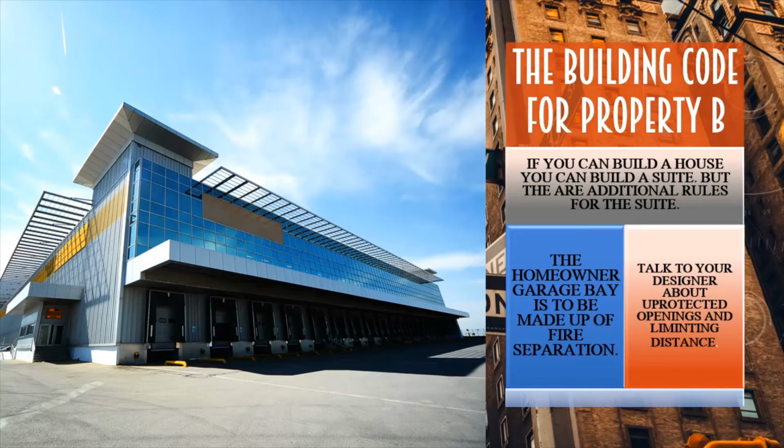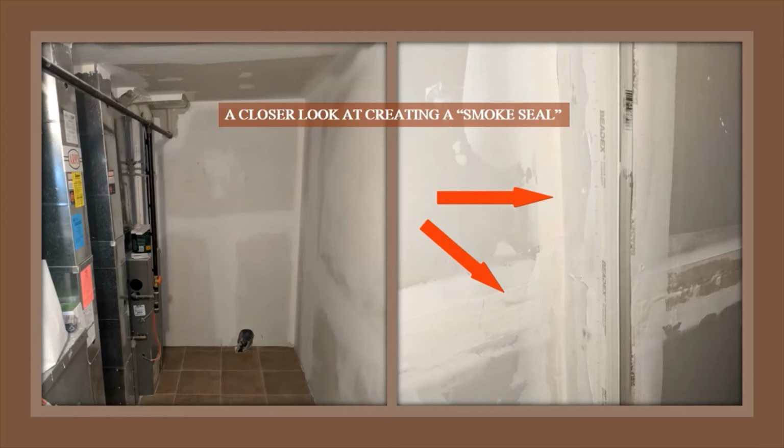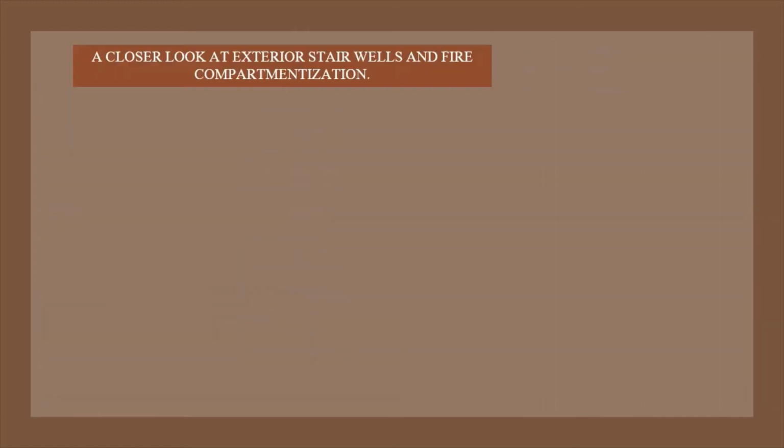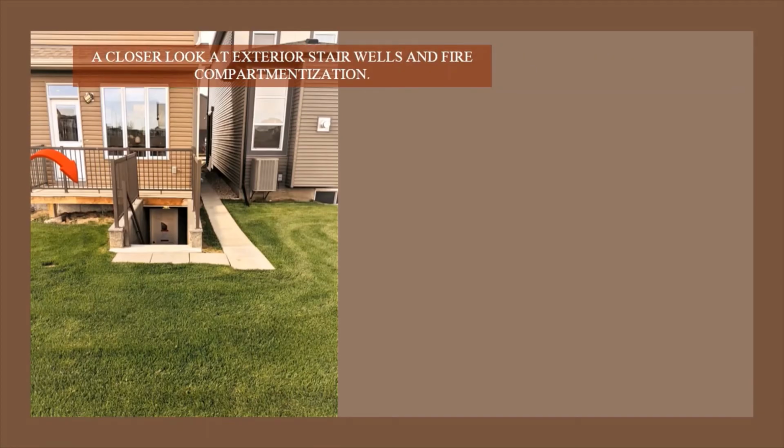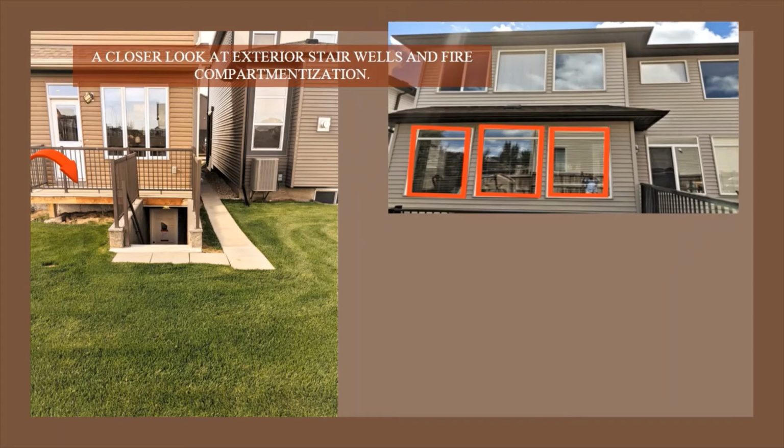With that in mind, you'll also have to think about the distance between your suite and the main house. If you're thinking about putting an unprotected opening at your suite, then you have to create some form of limiting distance, an imaginary property line. Talk to your designer about it so they can go more in depth with you. So here are a few more pictures with regards to smoke sealing a mechanical room and a stairwell.